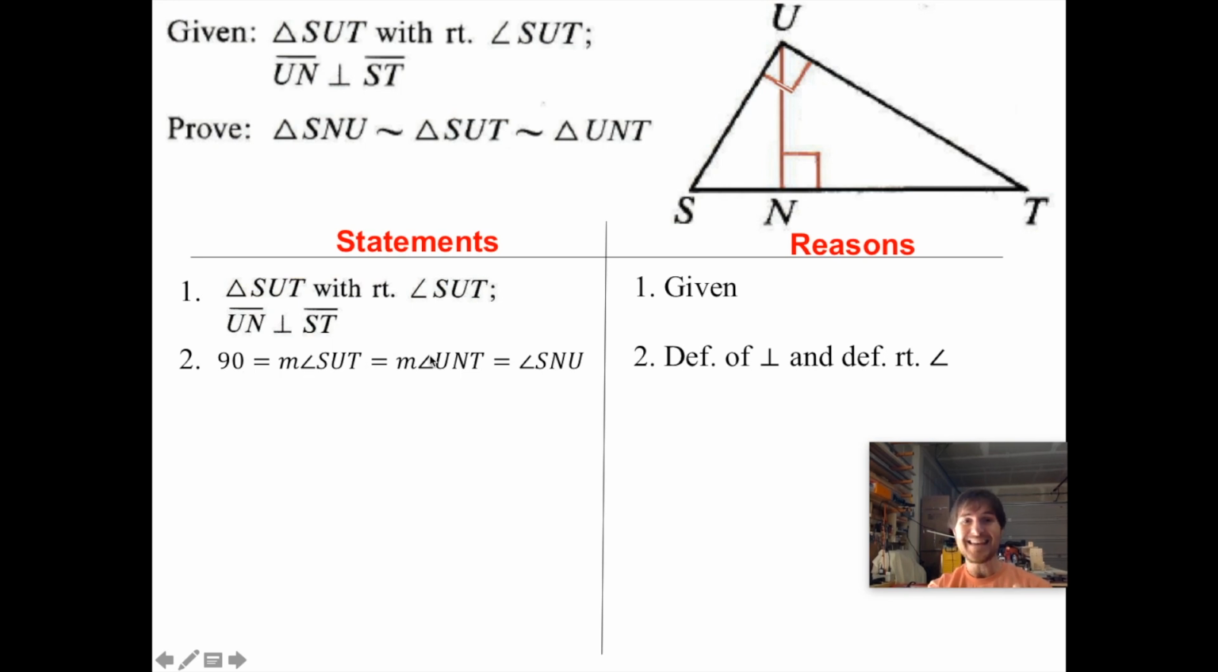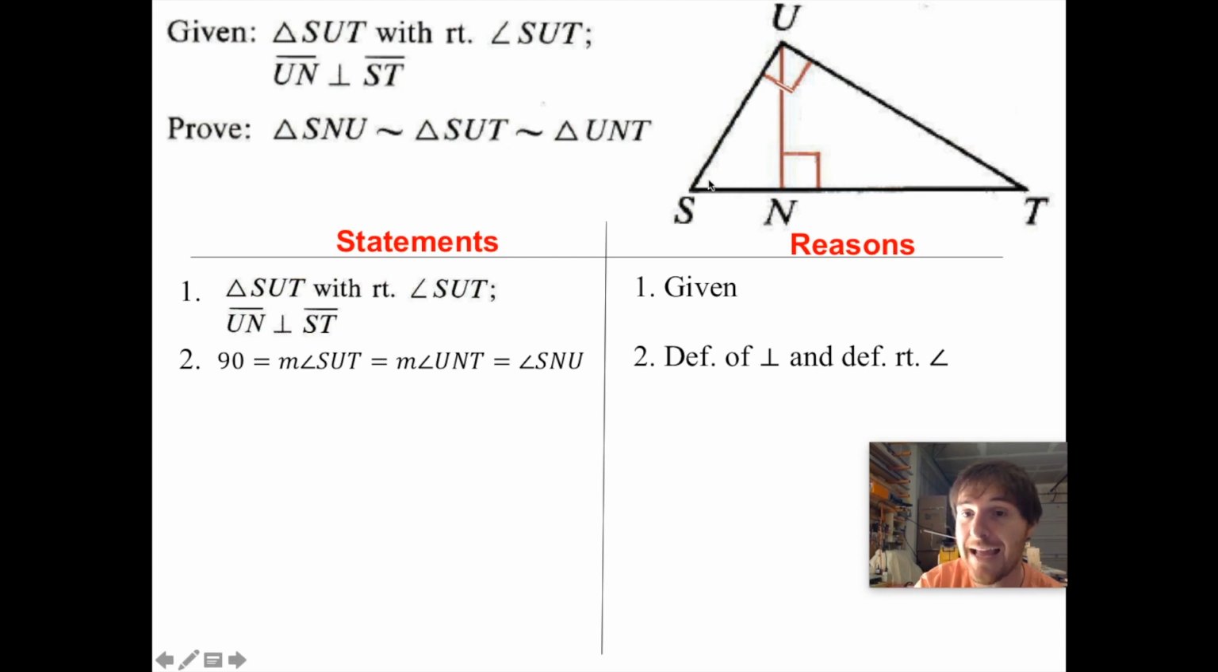So we can say that we have a right angle at SUT too. By the definition of right angle, SUT is 90 degrees, but also by the definition of perpendicular and right angle, those are also 90 degrees. So they all equal each other. So there's my one angle that I can check off the list to get some AA similarities between the two triangles. What about the other angles?